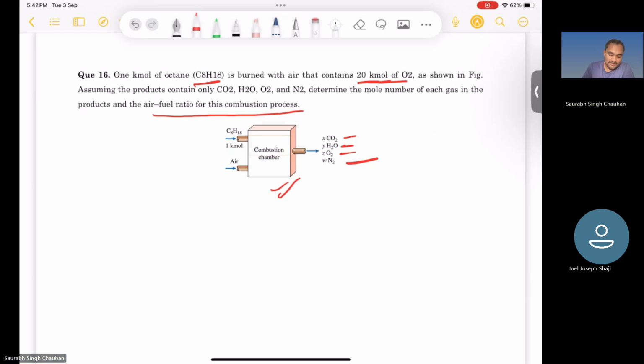Okay, why is the term "assuming" used here? It is used because after combustion, there are many species coming out. For example, in air there is nitrogen, and nitrogen can react with oxygen and form oxides of nitrogen. There can be other gases also. CO2 is not the only product; carbon monoxide can be there. A lot of products can be there, but the question says we have to assume that only these are the combustion products. So based on this information we will proceed.